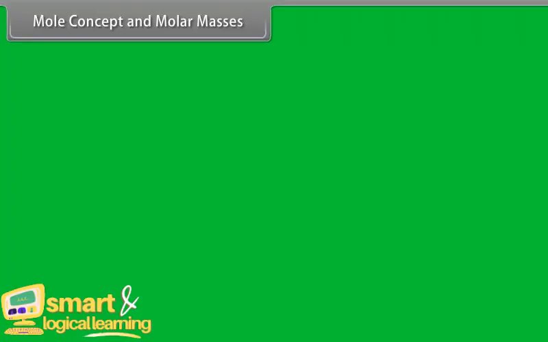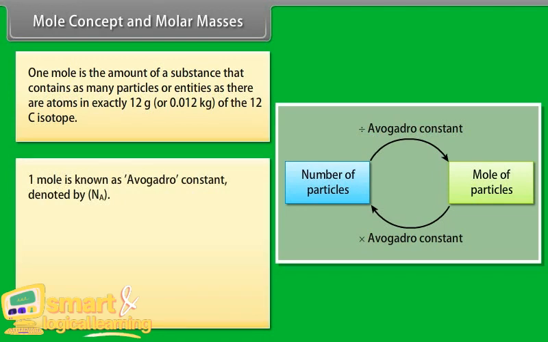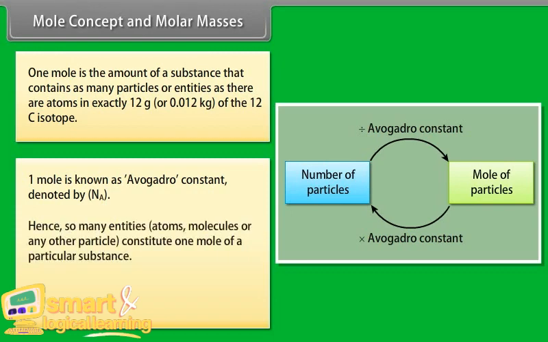Mole concept and molar masses. 1 mole is the amount of a substance that contains as many particles or entities as there are atoms in exactly 12 gram or 0.012 kg of the 12C isotope. The number of entities in 1 mole is known as the Avogadro constant, denoted by NA. Hence, so many entities, atoms, molecules or any other particle constitute 1 mole of a particular substance.